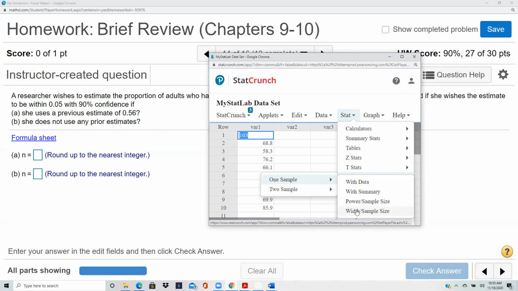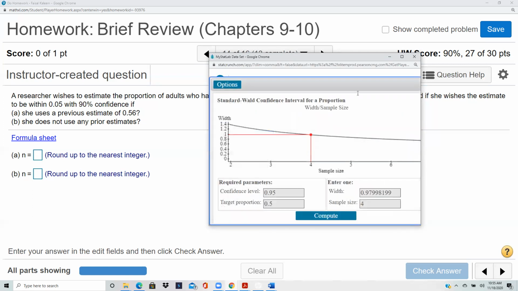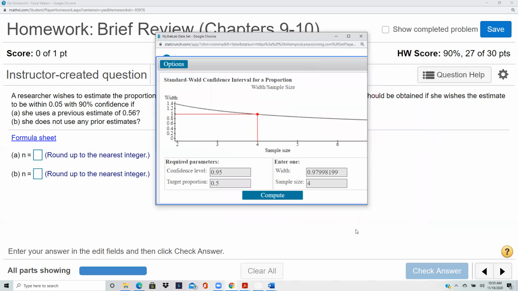So you have to use this one because this is the one. Okay, but the other one has power sample size, but we never use that, right? It's the width sample size. So now does this window look familiar?